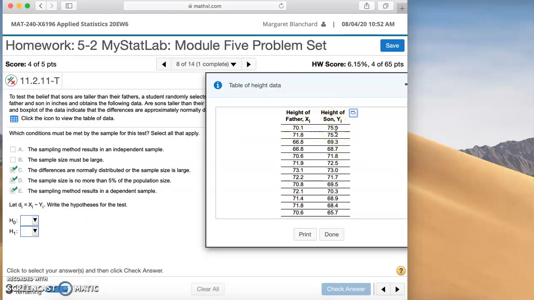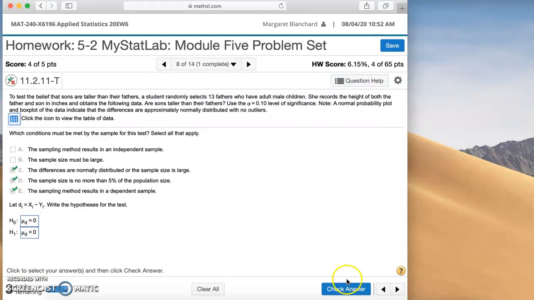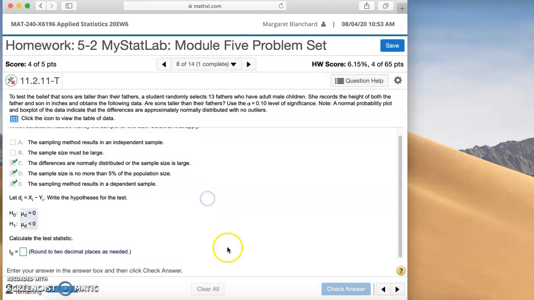That means that we want to see if the sons are taller than their fathers. So if we're looking at X minus Y, we want to know if that's less than 0. So right now we're going to say that the mean difference is equal to 0. That's our null hypothesis, always that the difference is equal to 0. But in this case, again, X minus Y, we want to know if the sons are taller. So if the sons are taller, that would mean that the difference is less than 0, right? That would mean that x_i minus y_i is less than 0, or X minus Y is less than 0. All right, let's go ahead and enter that. Let's check our answer. Well done.